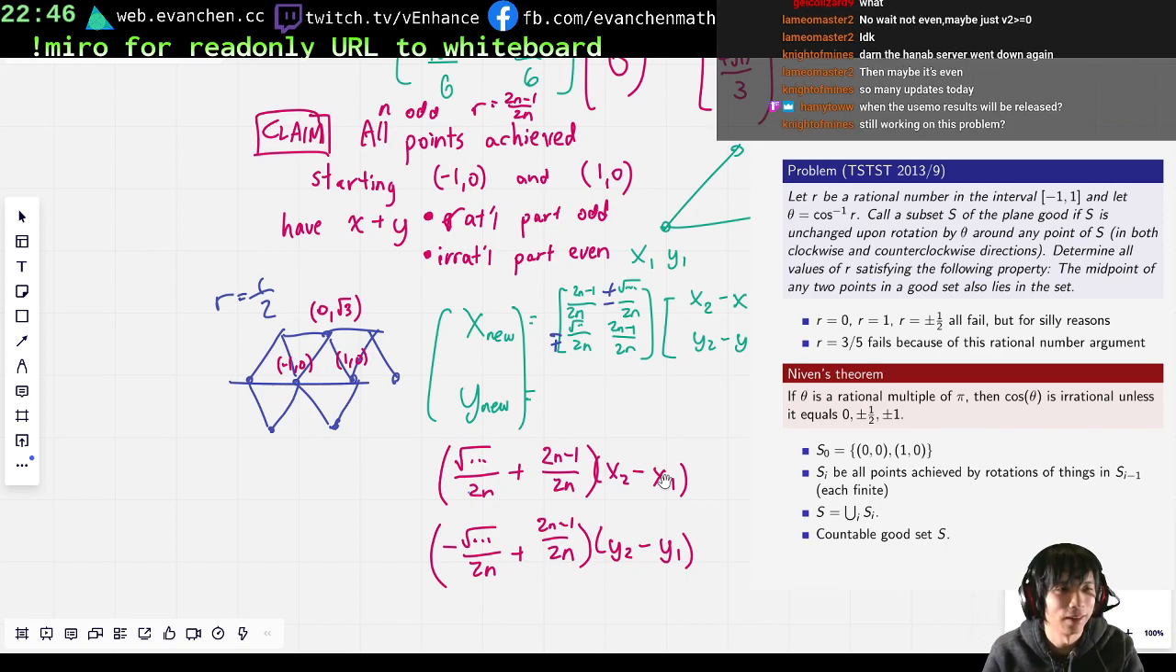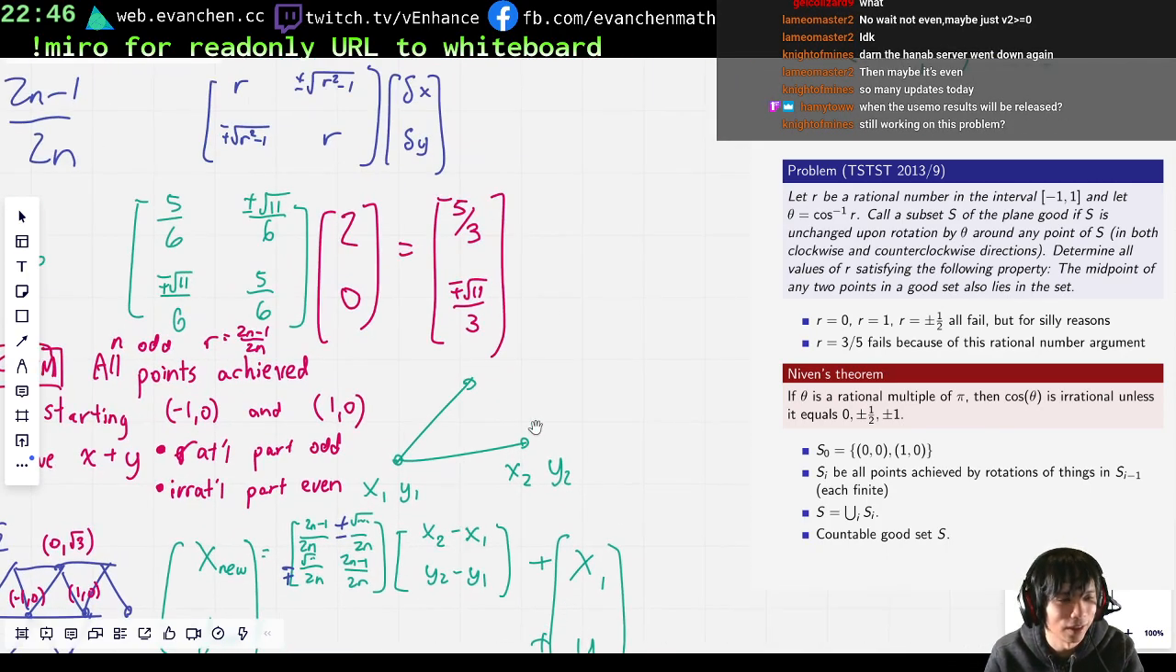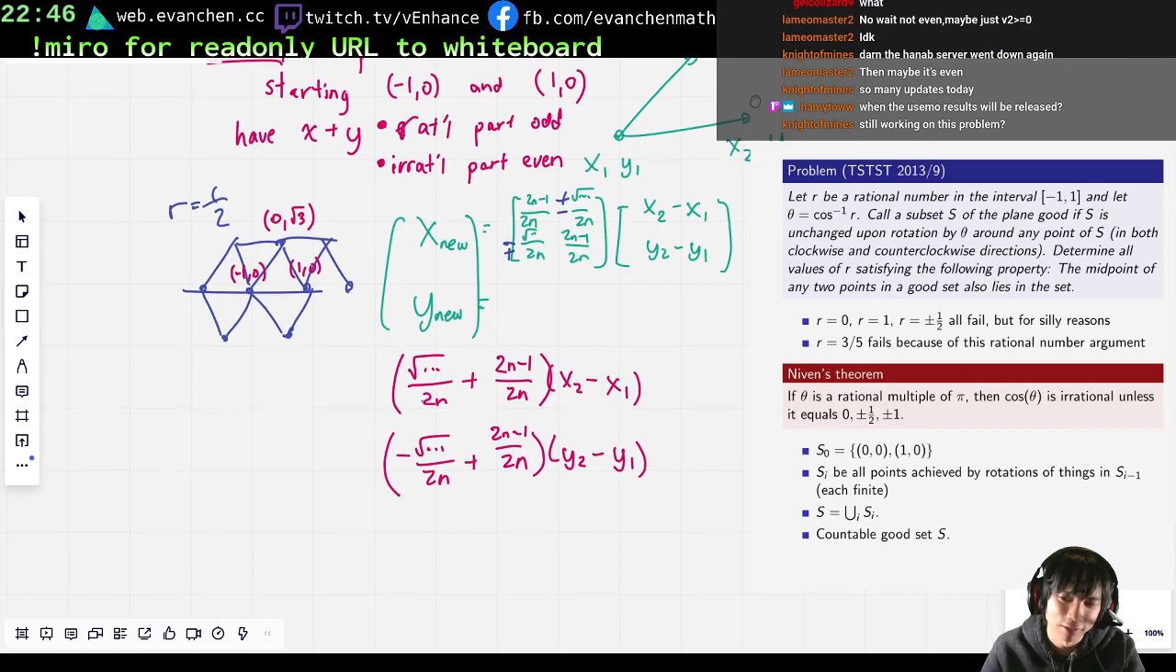Man, I feel like we're still working on this. I feel like we've narrowed down to the set of r, which is either 2n minus 1 over 2n, or... What's the other one? The negative of that? No, actually not the negative, just 2n minus 1 over 2n. There's no negative case.